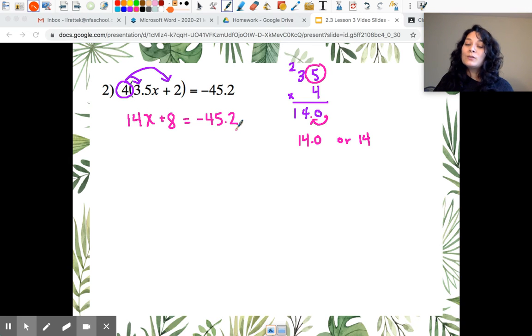If you want to play around using that new method, go for it. We should still get the same answer in the end. But I'm just going to solve it as is. It's a two-step at this point, so I'm going to subtract my 8 first.